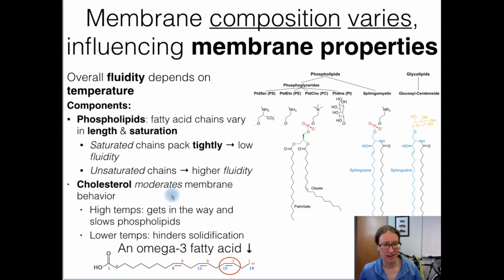And what I mean by that is, at higher temperatures, cholesterol just kind of gets in the way and slows down the phospholipids so they don't melt as quickly. And then meanwhile, at lower temperatures, cholesterol still gets in the way, and what it does is it prevents the membrane from solidifying. So based on all of this, this is now probably a good moment to take a minute, pause the video, and write down what you might expect to find in the cell membranes of an ice fish.